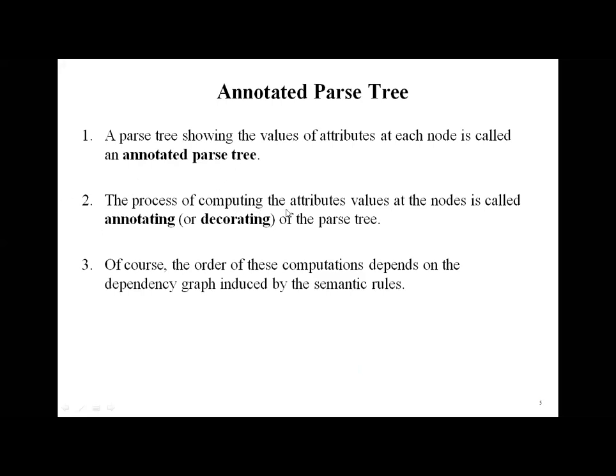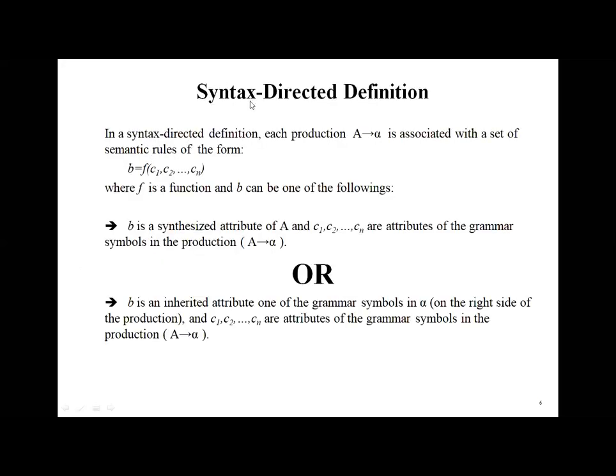The process of computing the attribute values at the nodes is called annotating or decorating the parse tree. You know how to draw a parse tree. When you draw a parse tree and some values are evaluated and put into the nodes, it becomes an annotated parse tree. Of course, the order of this computation depends on the dependency graph induced by the semantic rules. There are synthesized attributes and inherited attributes. These are the definitions.